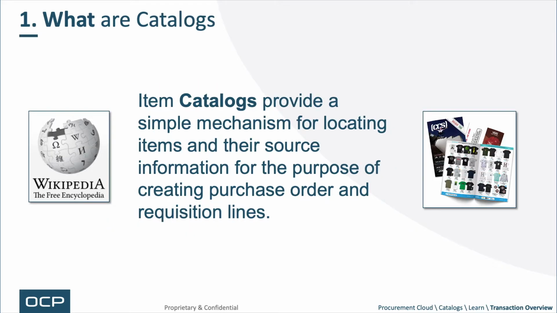So what are catalogs? Item catalogs provide a simple mechanism for locating items and their source information for the purpose of creating a purchase order and requisition line. And source information could be supplier part ID, manufacturer, lots of different attributes that are at the item level.